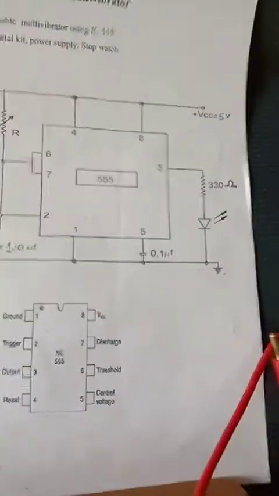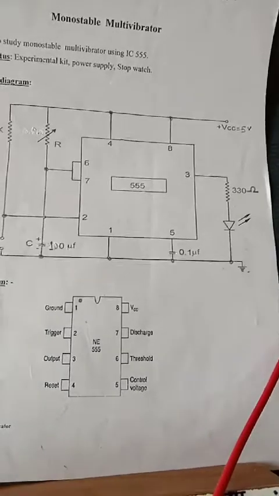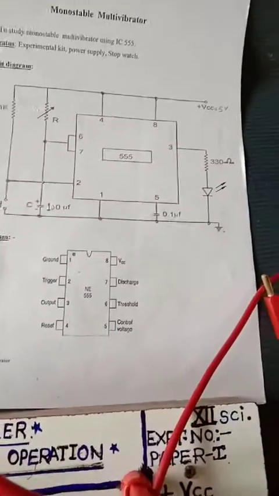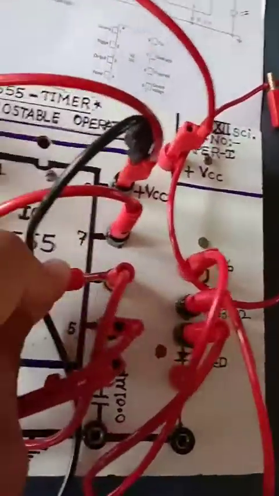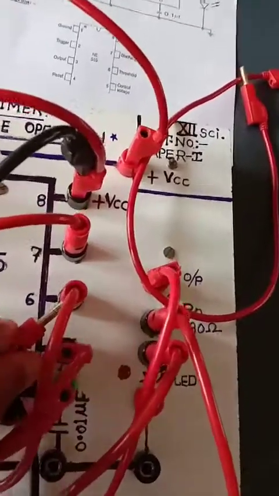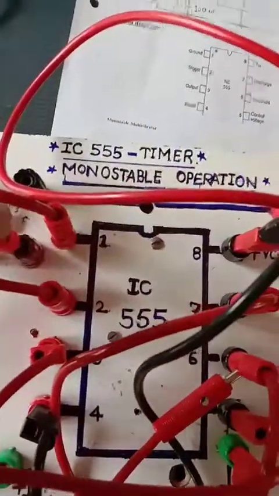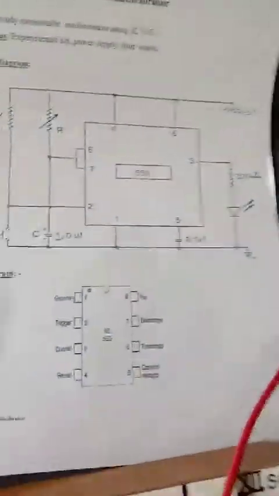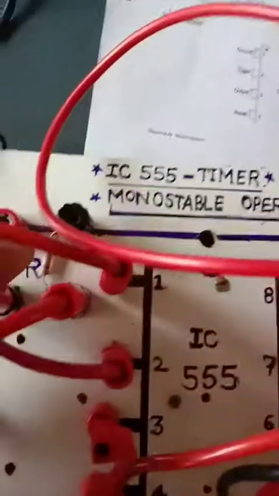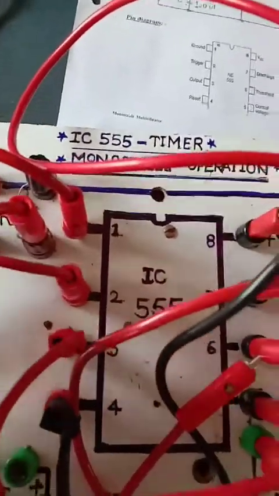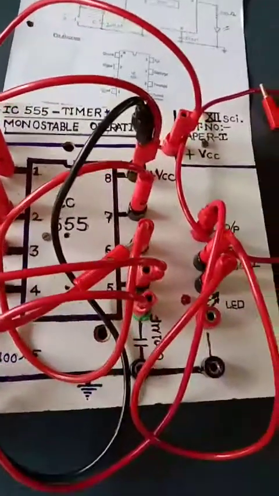To pins 6 and 7, we have to connect R. See here, the lower end of R, that is 100 kilo ohm. Pin numbers 6 and 7 are shorted. Then connect one wire to either pin number 6 or pin number 7, and this wire goes to R, the 100 kilo ohm resistor. The upper end of the 100 kilo ohm resistor is connected to plus VCC, and the lower end is to be connected to pin number 6 or 7.